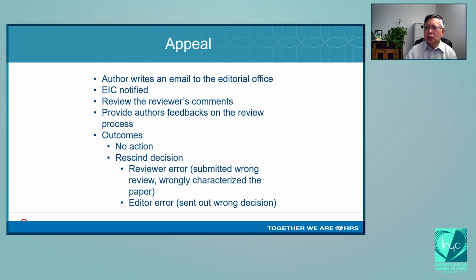Okay, you can appeal to the editor. I generally don't do that. If you write an email to the editorial office, the editor will review the reviewers' comments and provide all their feedback. Outcomes mostly, there's no action. To rescind a decision, you have to clearly indicate the reviewer clearly made an error. For example, you have done a prospective study, clearly indicating your methods, but the reviewer somehow thought you had done a retrospective study, therefore the evidence is not strong. You can make that argument and chances are the paper will be re-reviewed. But very rarely is there a need for appeal because you can always go to the next journal.